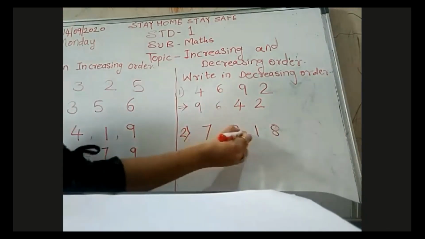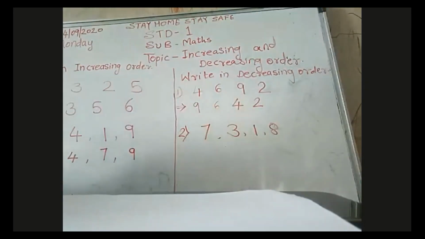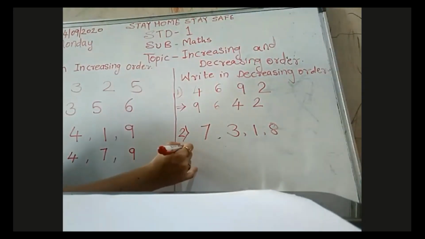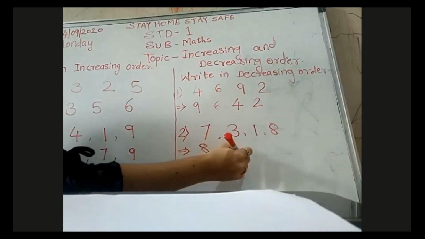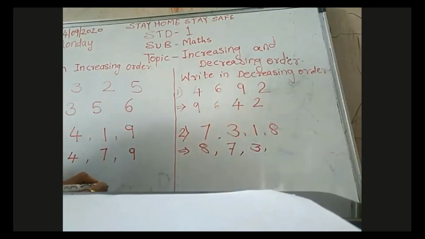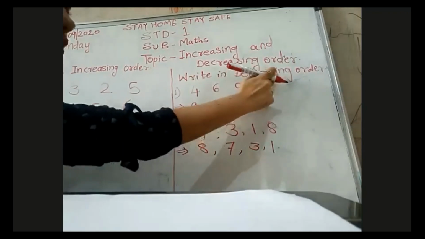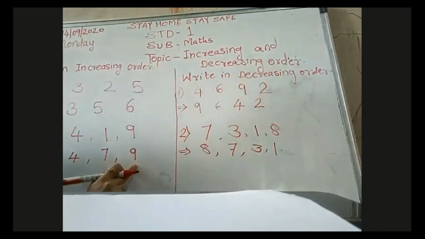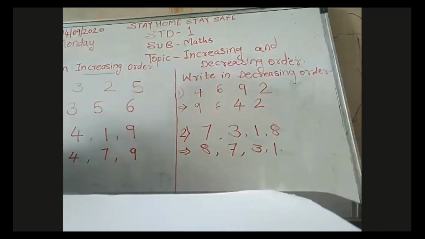Okay. Now, here, 7, 1, 8, 3. Which number will come first? 8. Then? 7. Very good. Then? 3. Okay. Very good. Then 1. Very good. Excellent. See, from bigger number to smaller number, that is decreasing order. And from smaller number to bigger number, that is increasing order. So, I hope you all have understood these things. Yes. Very good.